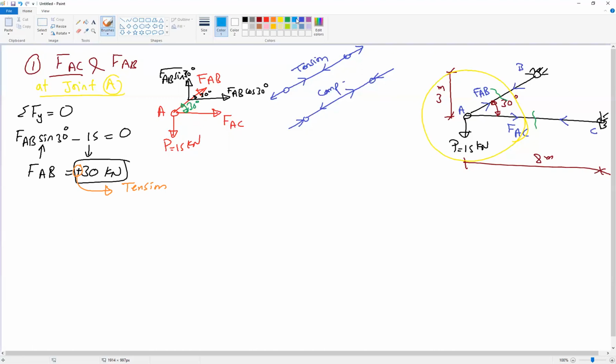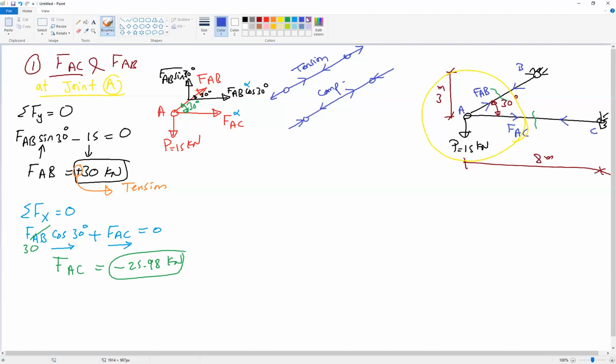Now we can shift to the horizontal equation. Summation Fx equal to 0. So we have FAB cosine 30, plus, because this is acting to the right, plus FAC equal to 0, also acting to the right. We already know that FAB is 30. So from this equation, we find that FAC will be negative 25.98 kilonewton. What does the negative sign mean for us? The assumption was not correct, and the force will be compression, not tension.